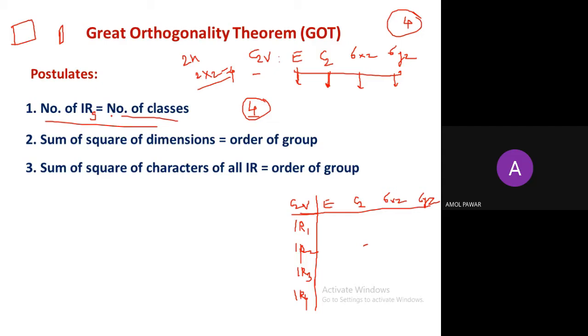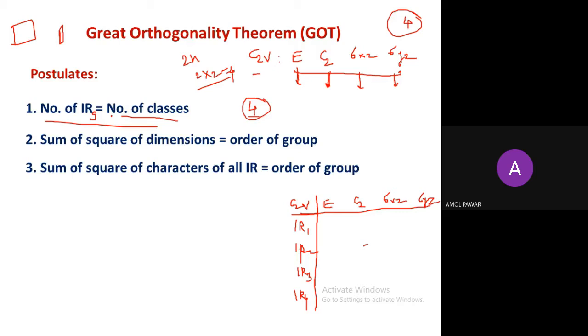Okay. Another point is each character table of a point group must have one totally symmetric irreducible representation. See, each character table of a point group must have one totally symmetric irreducible representation.